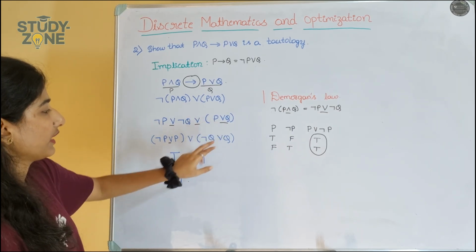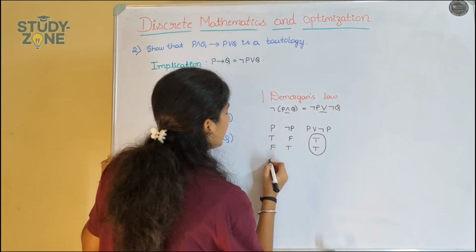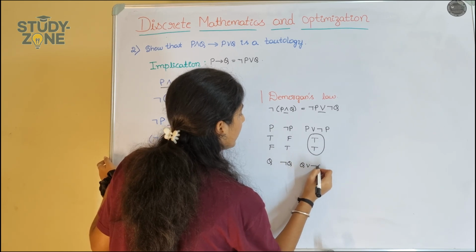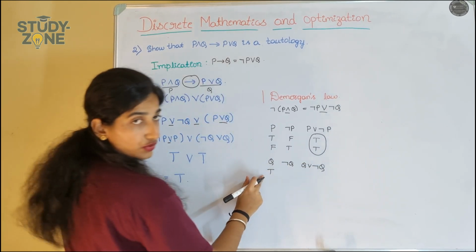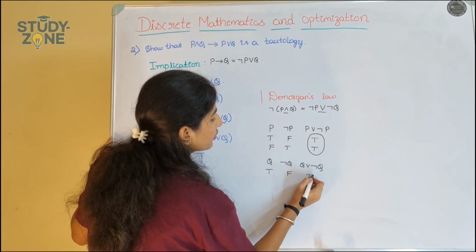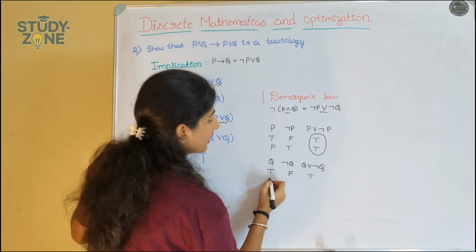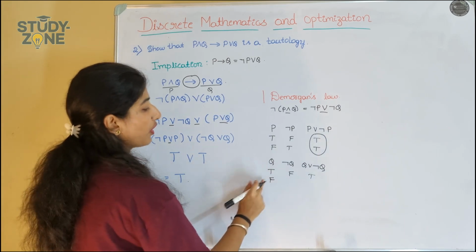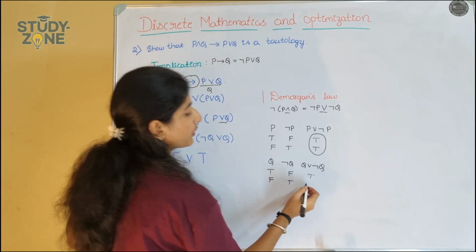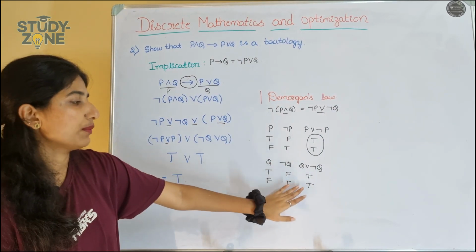Done. Now this part, that is negation of Q or Q. Same thing, we have to apply the truth table. Q, not Q, Q or not Q. If we take Q as true, negation of Q will be false, and true plus false will be true, correct? And the next step is to take Q as false, correct? False, negation of false will be true. So false plus true will also be true. Same. Whatever the value of Q, the answer will be true.